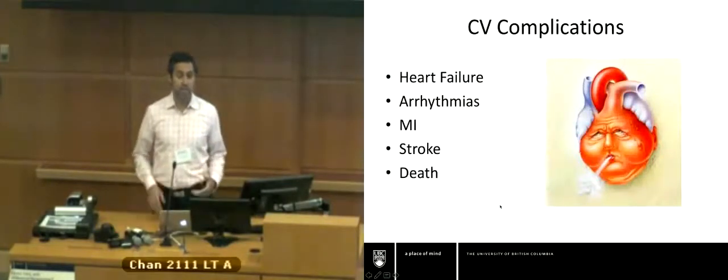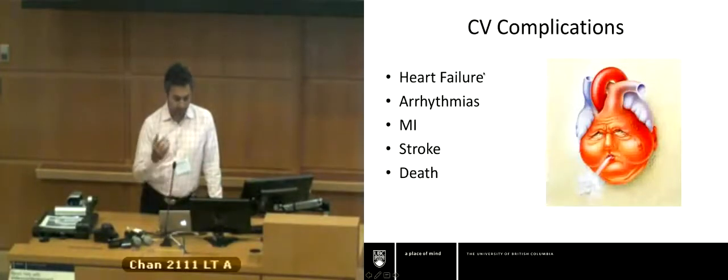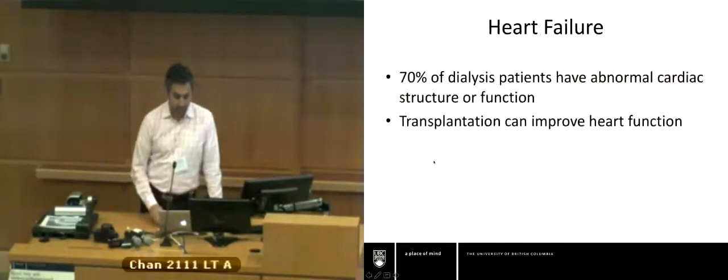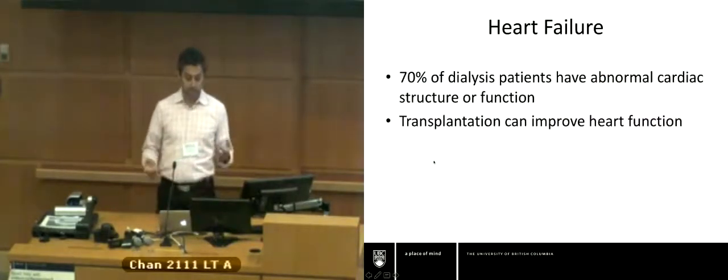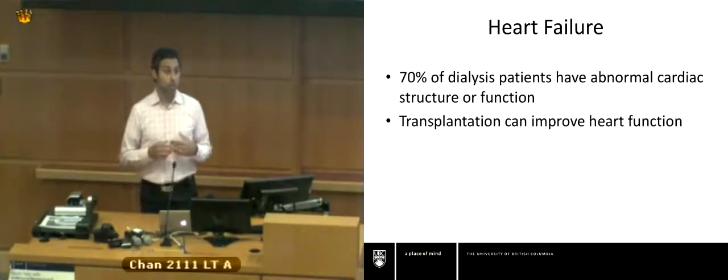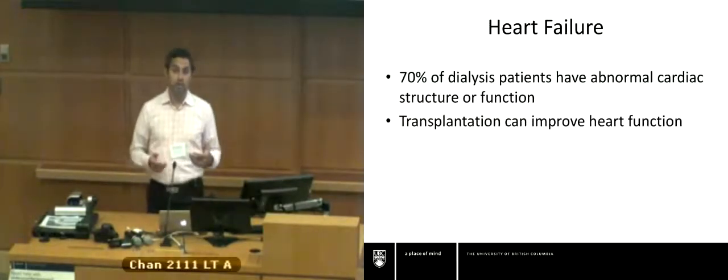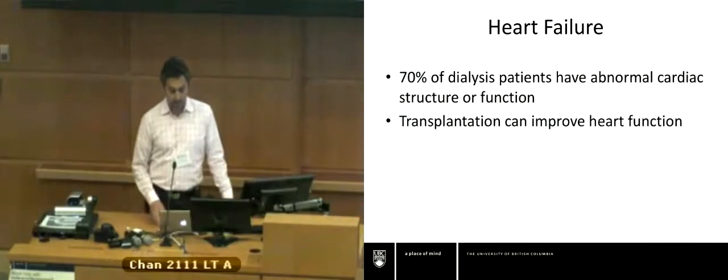And so what are these cardiovascular complications that people are getting? Well, heart failure is something that, of course, I have an interest in, but that's one of the things. You have arrhythmias, MI, stroke, and deaths. And 70% of dialysis patients will have some sort of abnormalities in their cardiac function or structure. So they will have left ventricular hypertrophy, they will have LV dysfunction, or they'll have atrial enlargement or something like that, which is a reflection of the pressure and volume overload secondary to chronic dialysis and fluid retention.